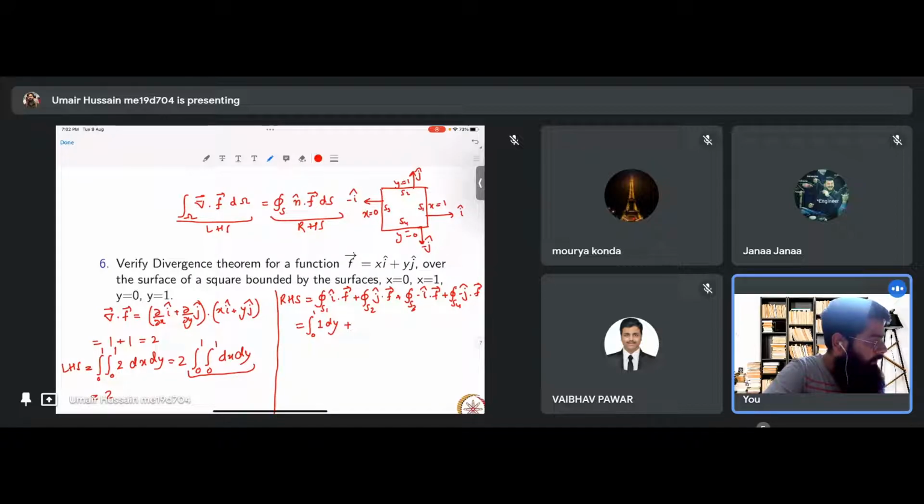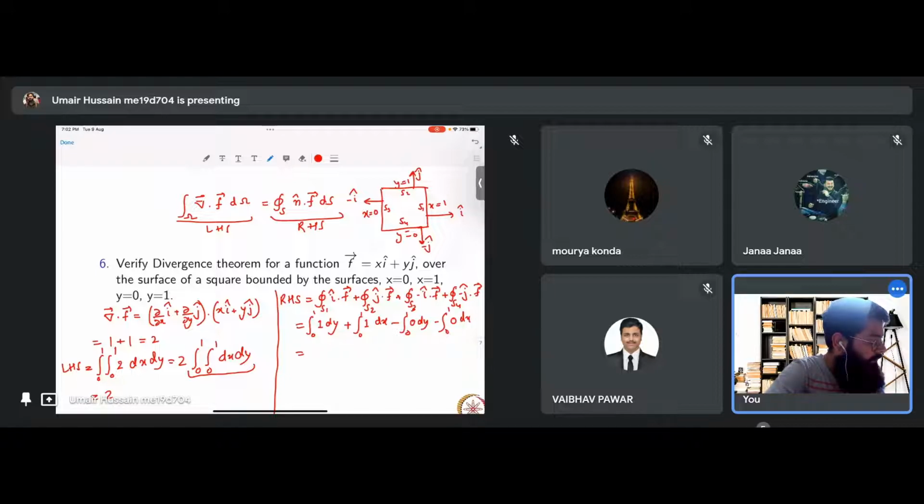And for surface 2, we'll take the dot product of vector f with j, so we only get y, and at surface 2 y equals 1, so you can write 1, and x is varying here from 0 to 1. And similarly for the others, we have minus of x, and x is 0 at surface 3, so we'll have 0 dy from 0 to 1, and again we have y equals 0 for surface 4, so we have 0 dx from 0 to 1.